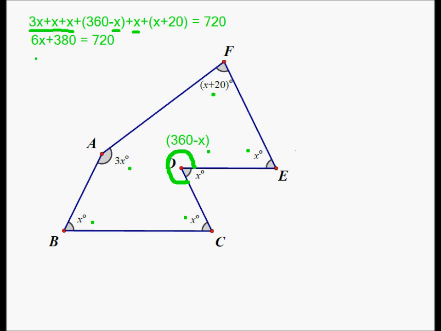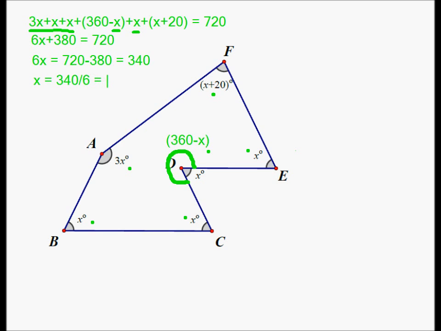So how do I solve this simpler equation? Well, I can write 6x equals 720 minus 380, which equals 340. Let me double check. That's correct, 340. So now let's go ahead and solve for x. x has to equal 340 divided by 6.